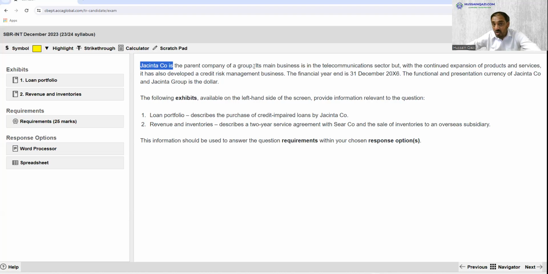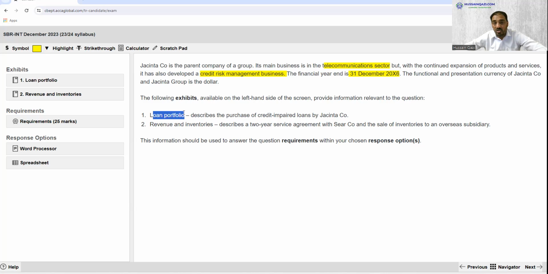Jacinta company is a parent company of a group. Its main business is in the telecom sector. But with the continued expansion of products and services, it has also developed a credit risk management business. Okay, very well diversified. The financial year end, very important, is 31st December XX. For any question, you must identify what the year end is. The functional and presentation currency of Jacinta company and Jacinta group is the dollar.